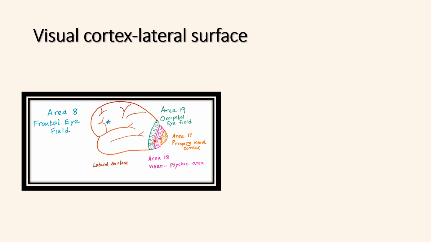It is also located anterior to area 18. Area 19, the occipital eye field, is important for eye movements, conjugate eye movements. And area 8, the frontal eye field, also acts as a visual association area. It is also important for eyeball movement.